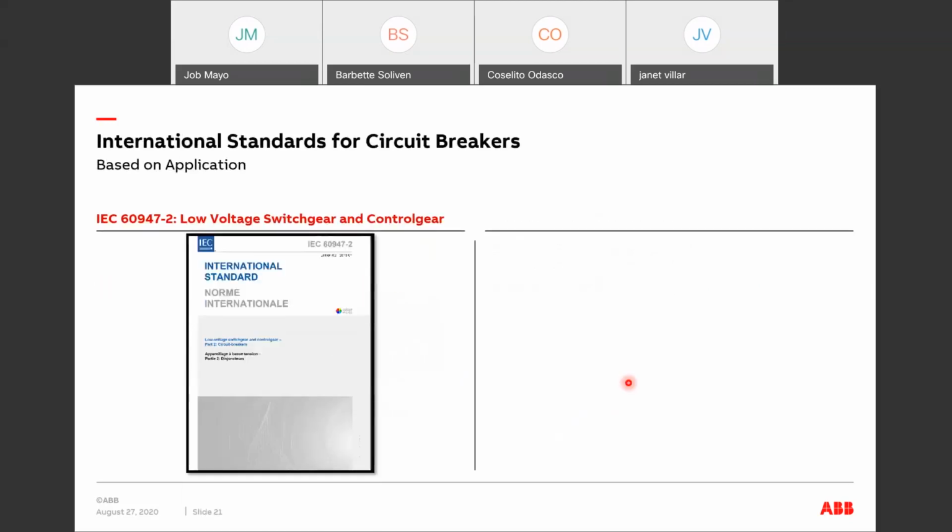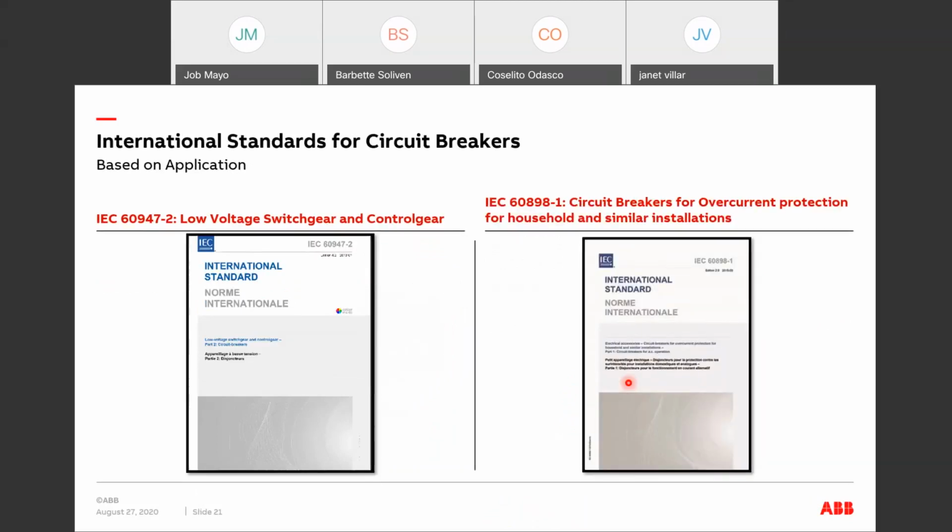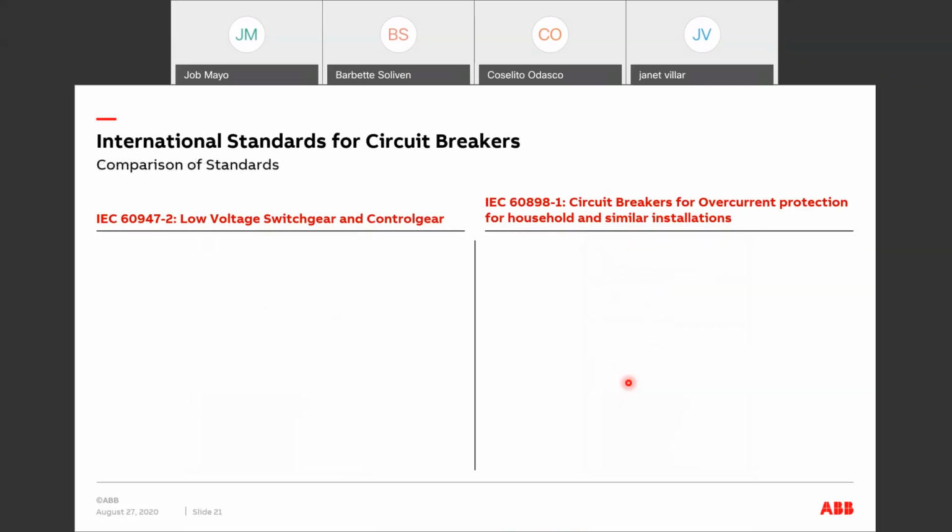As mentioned earlier in the overview, there are two circuit breaker standards present in the market right now. One is the IEC 60947-2, which covers low voltage switchgear and control gear, and the IEC 60898-1, which covers overcurrent protection for household and similar applications. The difference between the two, basically, you'd see here.